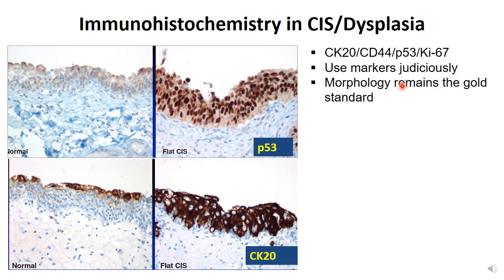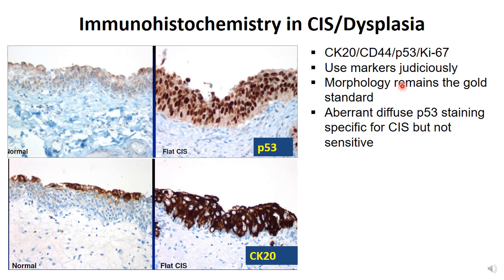So if you see morphology which is otherwise typical of a particular process, do not use these markers because sometimes they can confuse you. So two widely utilized markers are shown here, P53. If you see aberrant diffuse P53 staining like this example, that is pretty specific for CIS, but it is not sensitive for CIS. So a lack of diffuse staining does not necessarily rule out the process.